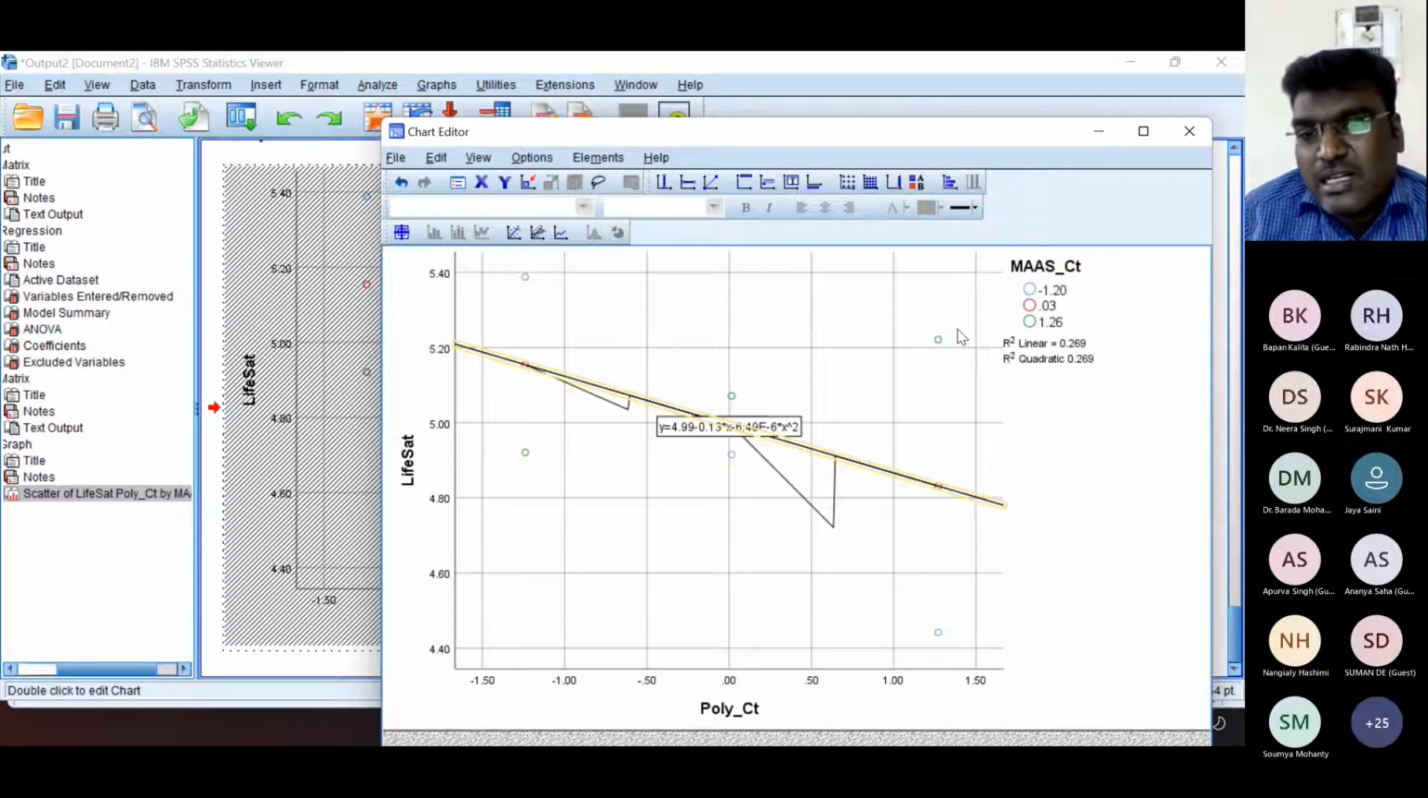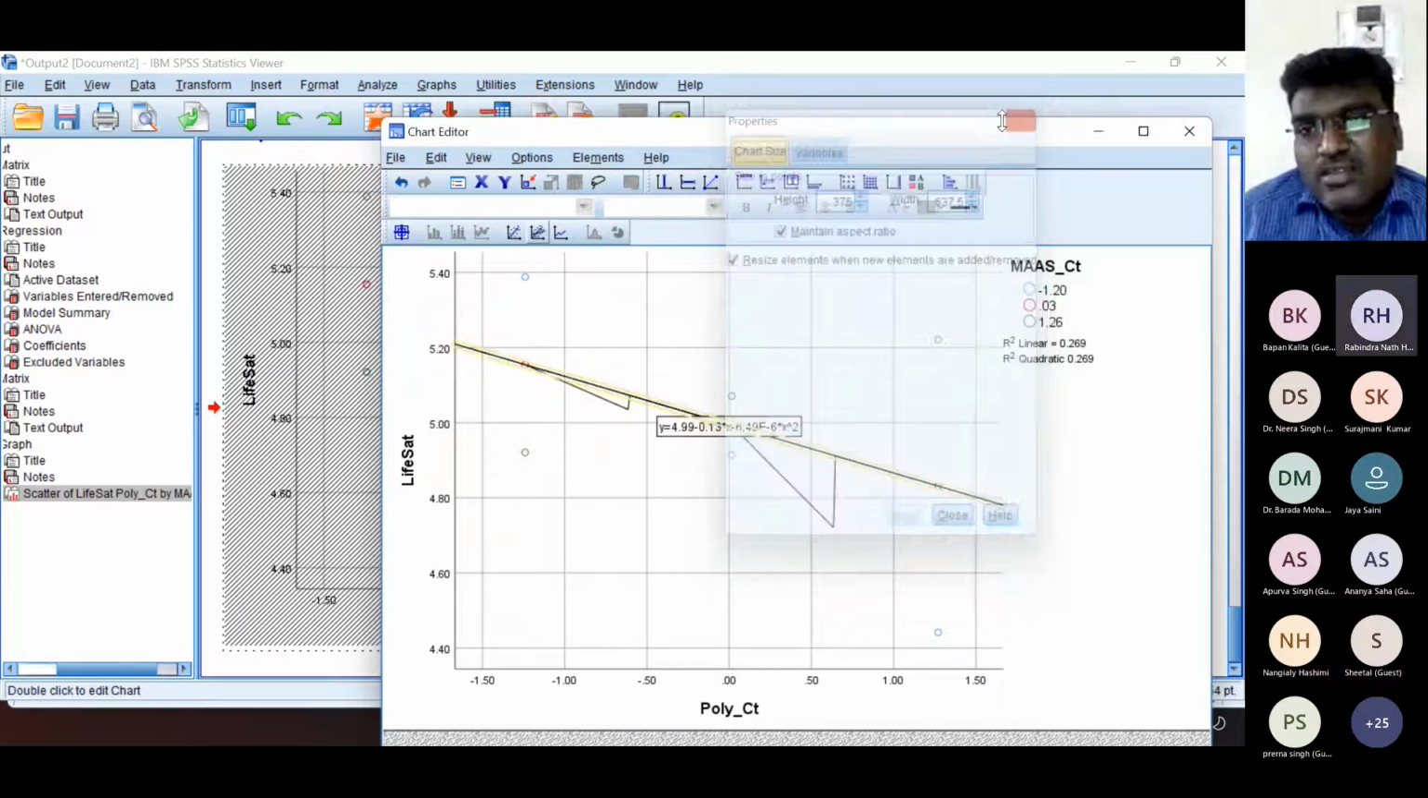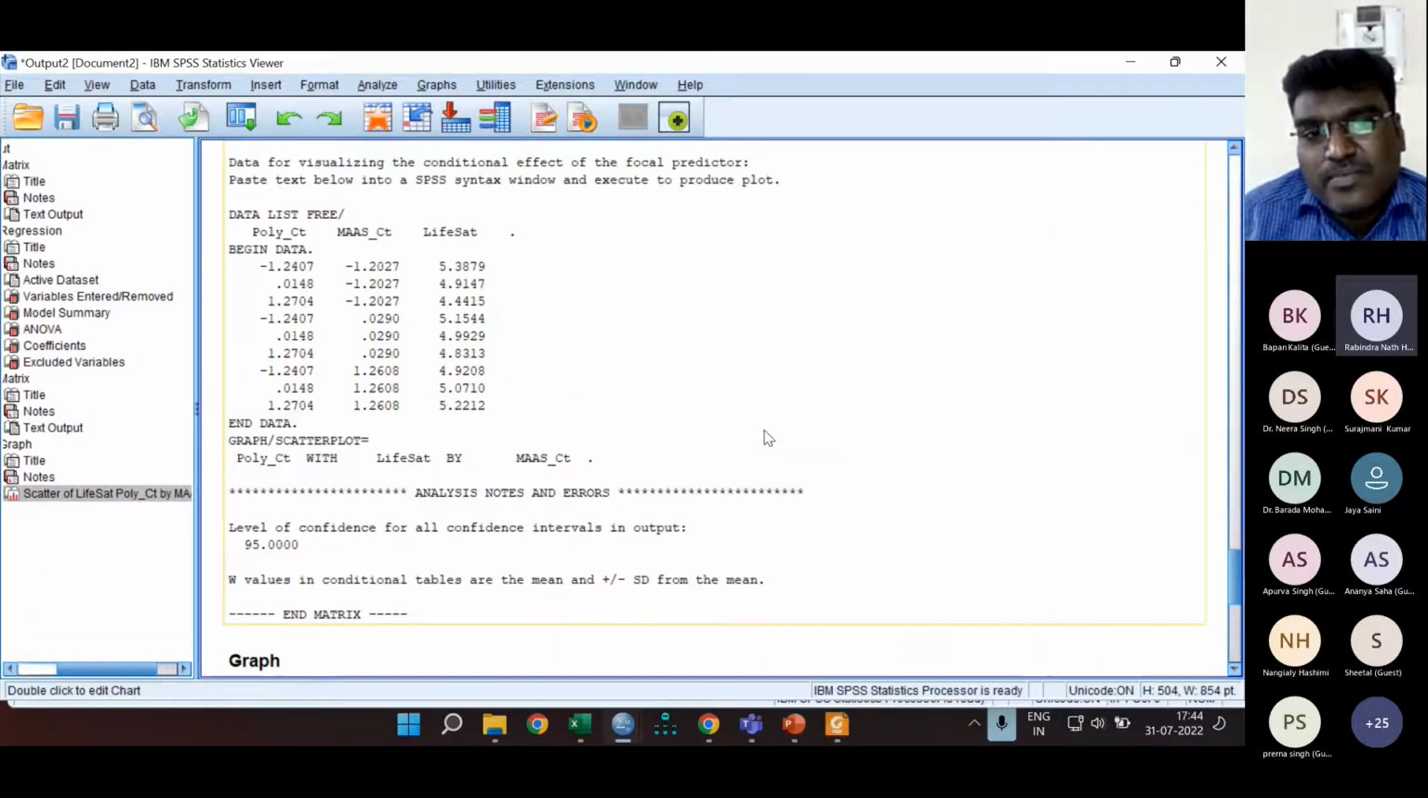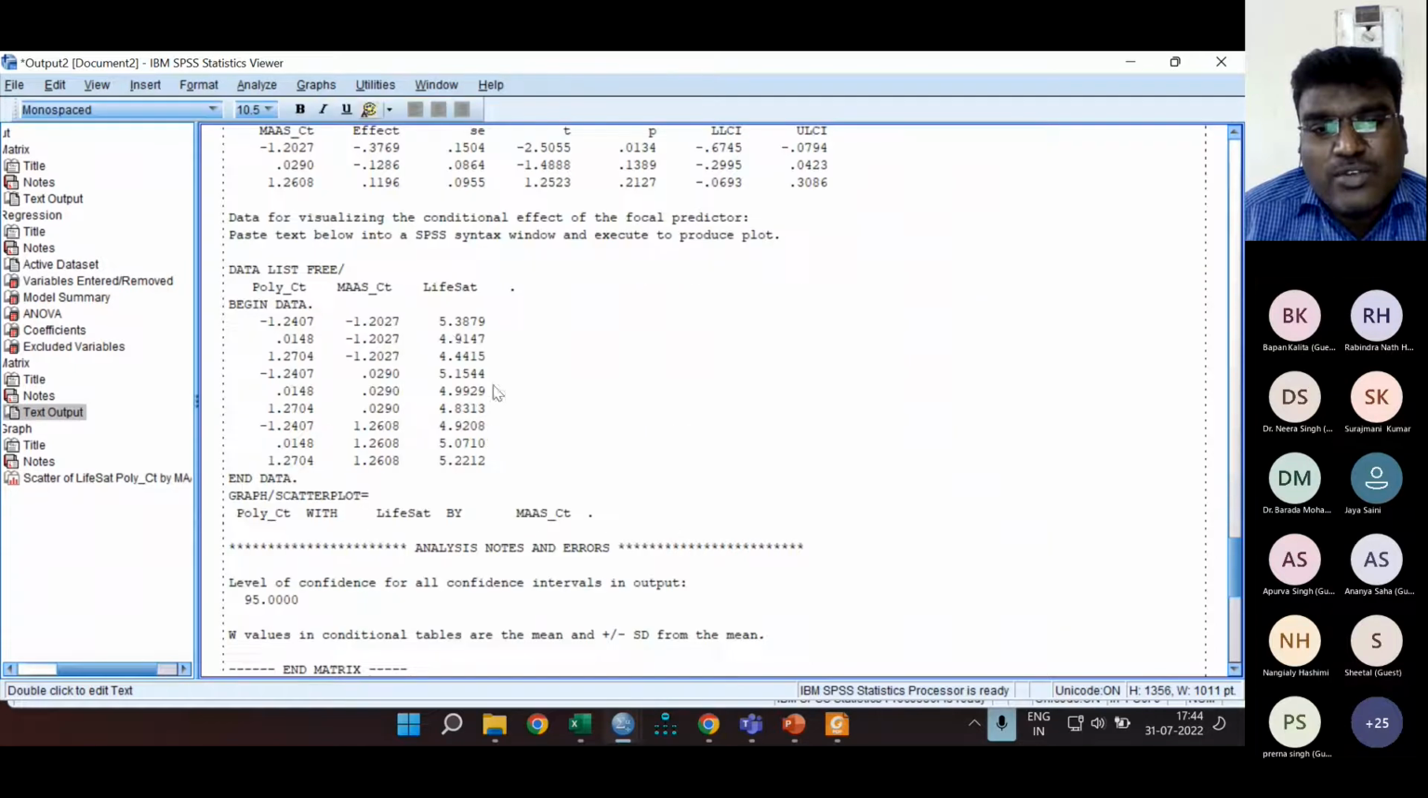I don't know why these lines are not coming, but usually I do this with the help of Excel. I'm perfectly fine with Excel. So in Excel, if you want to do it, you need to consider these values only, but you need to segregate this information into low level of the moderator, high level of the moderator, with the low level of X and high level of X. For that, you can create the two slopes with the help of these estimated values. That is possible. That's how I do it.